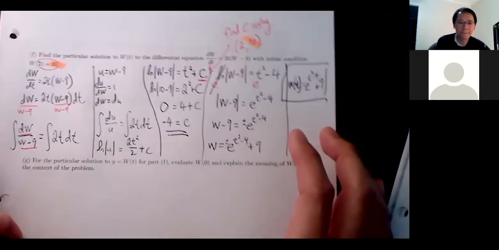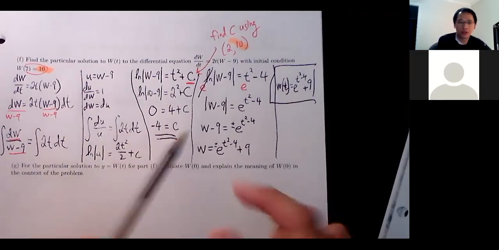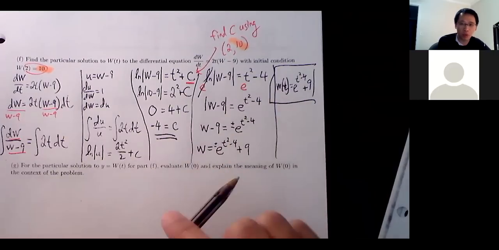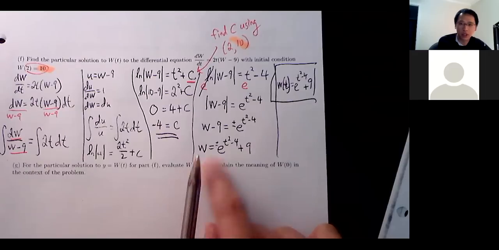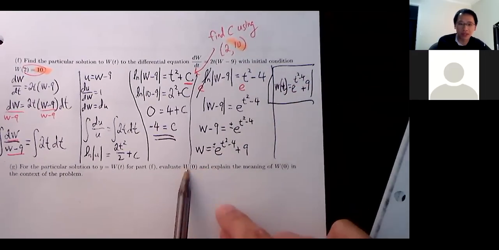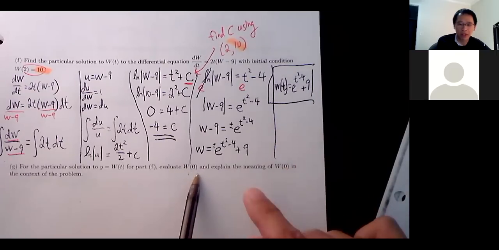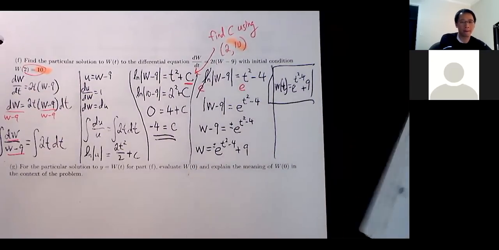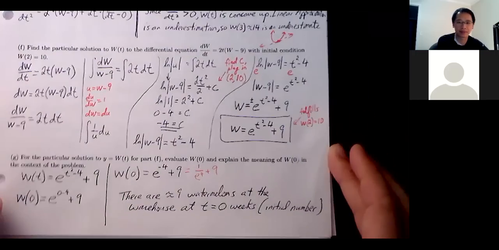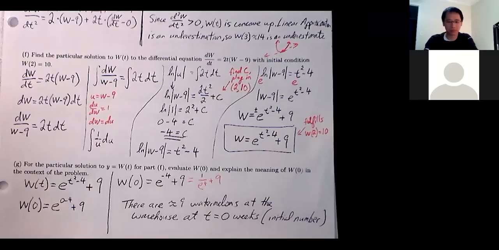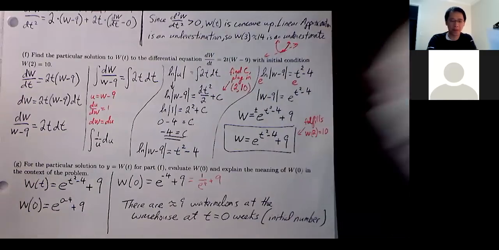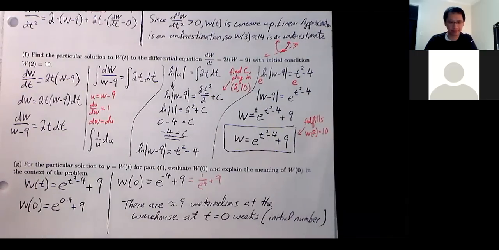All right, any questions there? So I think part G is pretty straightforward. It's just asking, well, we have W of t. What is W of 0? So we can just plug 0 in for t. And what does that represent? So W of 0 just represents how many watermelons there are at t equals 0 weeks. All right, any questions there?